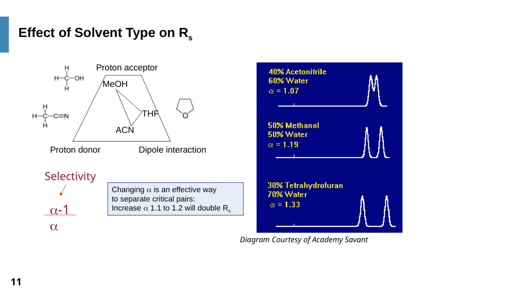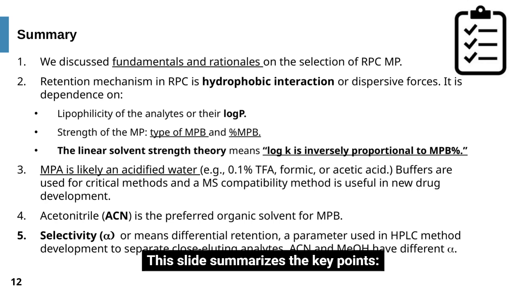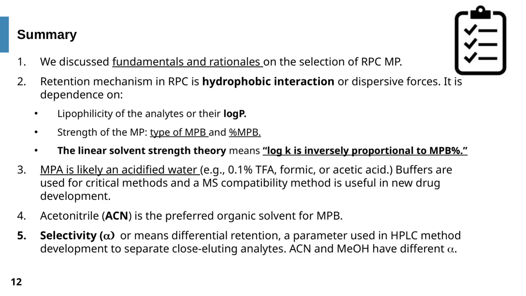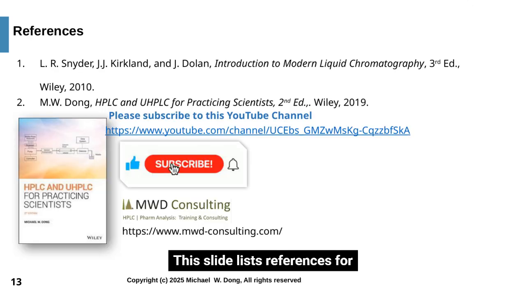This slide summarizes the key points: the fundamentals and rationales for RPC MP selection, the dependence of retention on lipophilicity and MP strength, the role of acidified water as MPA, the preference for acetonitrile as MPB, and the importance of selectivity in separating close-eluting analytes. This slide lists references for further reading, including Introduction to Modern Liquid Chromatography and HPLC and UHPLC for Practicing Scientists.